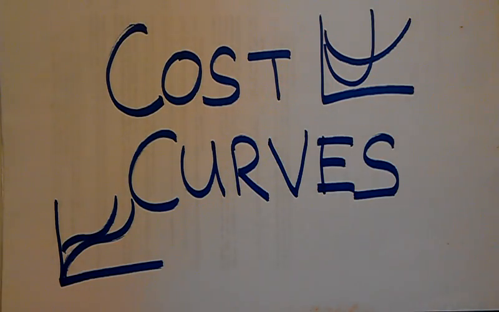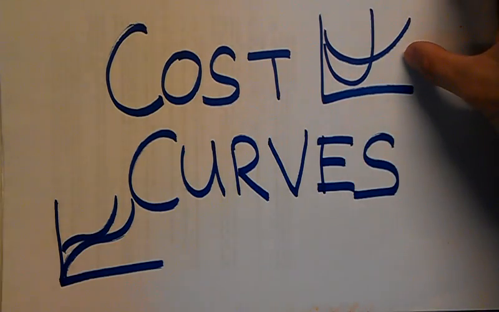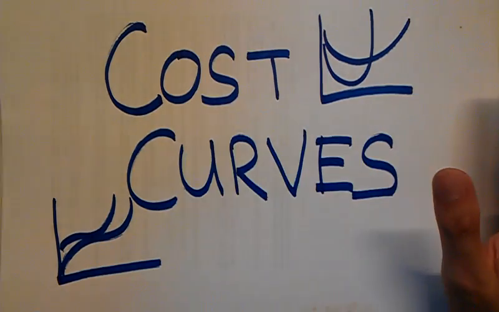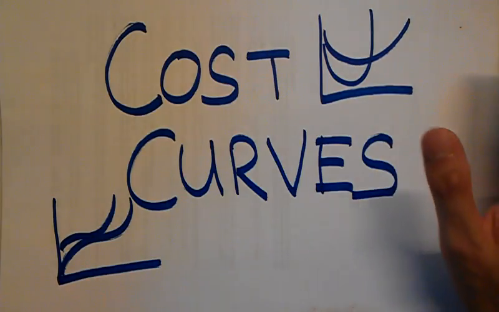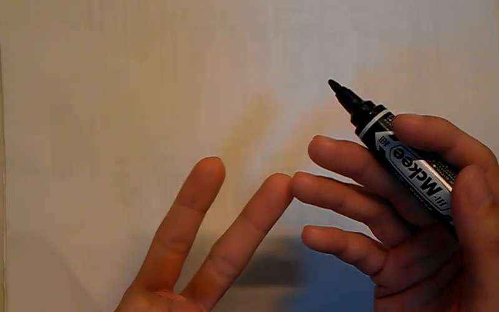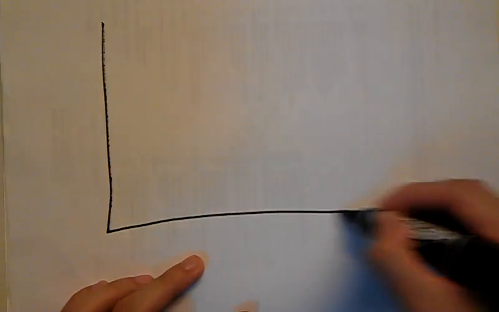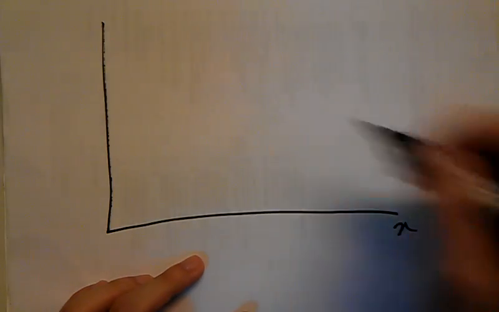For cost curves, we're going to learn how to draw the long run marginal cost, long run average cost, as well as the short run marginal cost and average cost. The first thing we want to do is decide whether we want to show increasing returns to scale, decreasing returns to scale, or constant returns to scale.